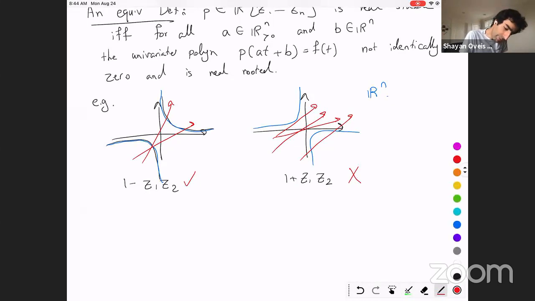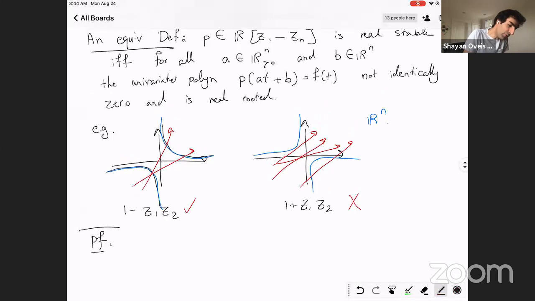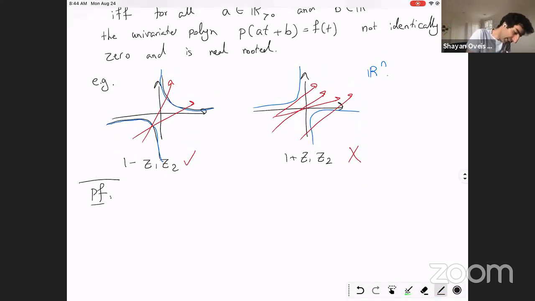Now, let me shortly prove this fact. So, proof. This is the if and only if, so you need two directions. Let's do the forward direction. Assume that P is real stable. I want to say that P of AT plus B is real rooted.